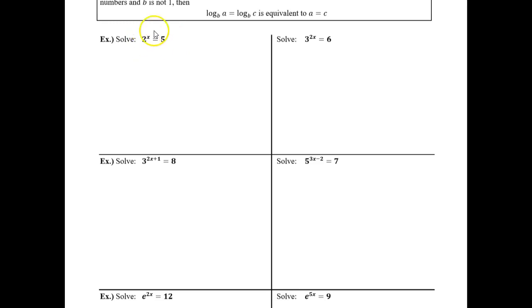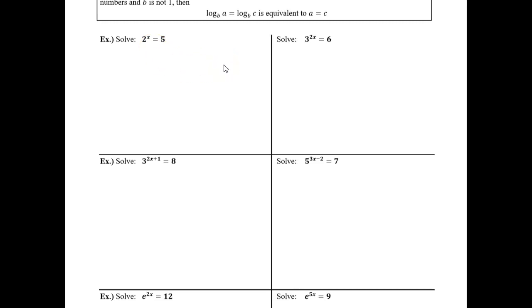This is 2 to the first power, 5 to the first power. They're both prime numbers. Can't factor them. There's no way I can make 2 and 5 have the same base. So what do we do? There's one of two ways that you can solve this. The first way is take this exponential equation and rewrite it logarithmically.